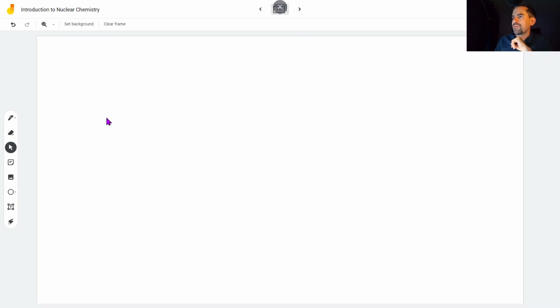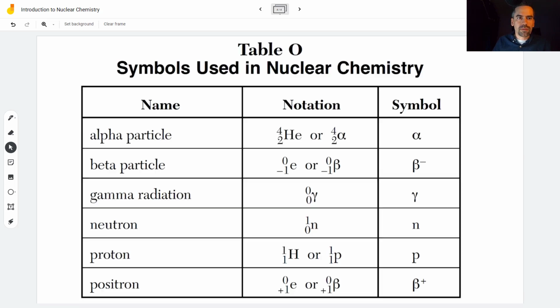We're going to use our reference tables next for some of these types of particles that come off of radioactive substances. Reference Table O is going to come in handy. Here's our alpha particle again. In the notation, you have your mass number, 4, and the atomic number, 2. This is just the nucleus of a helium atom, so you can use helium, or you can use the symbol for alpha, which is this particle right here.